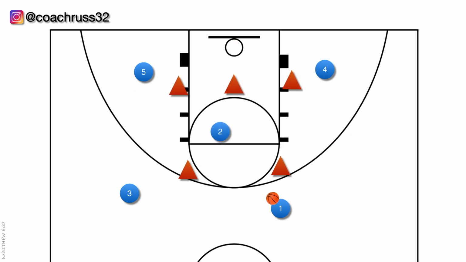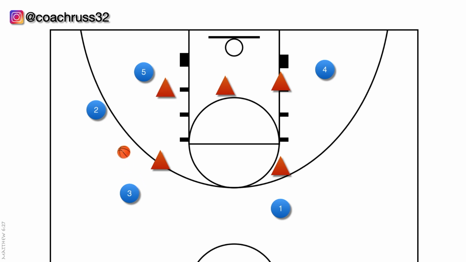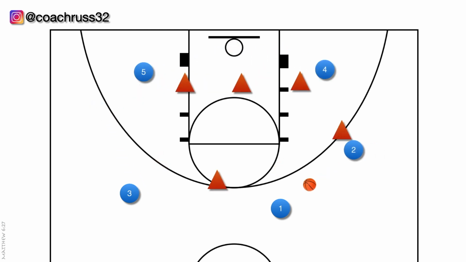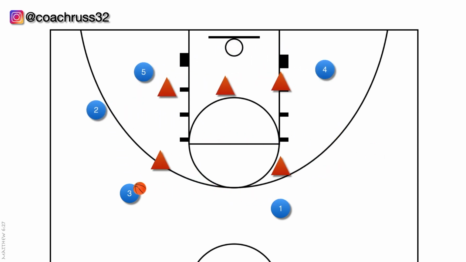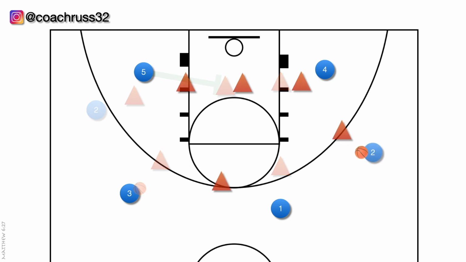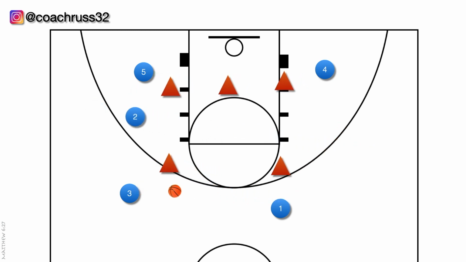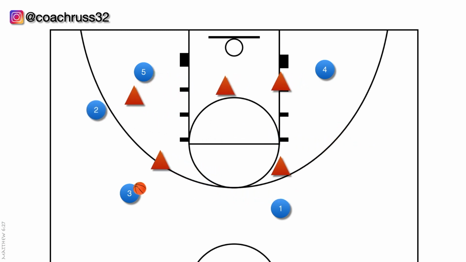Or the entry can also be made from the wing. The key to the success of this play is for player 5 to be patient and wait for this defender to rotate out before setting the screen. Another important key to success is player 4. Player 4 must be patient and wait for player 5 to set that screen before cutting across the paint.